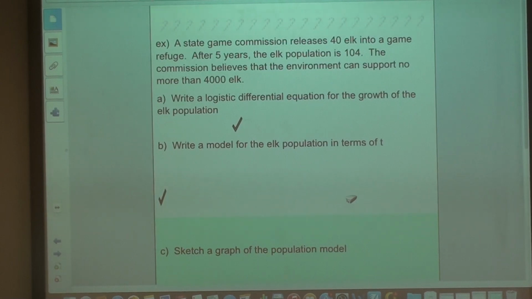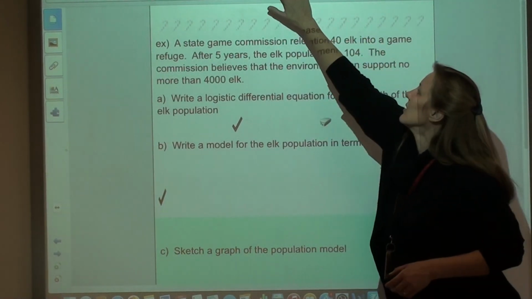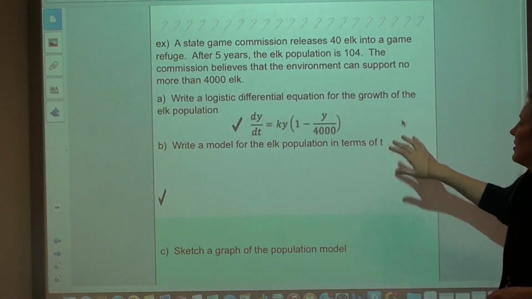Oh, good one, Cole. Correct. Do we know why? Y stays Y. Yeah, basically. But you need to know how to do it. L is the carrying capacity in the growth model, right? So 4,000. There you go. Look at that.